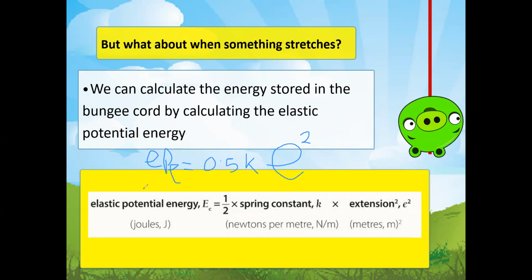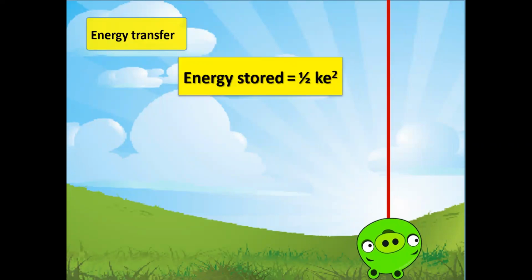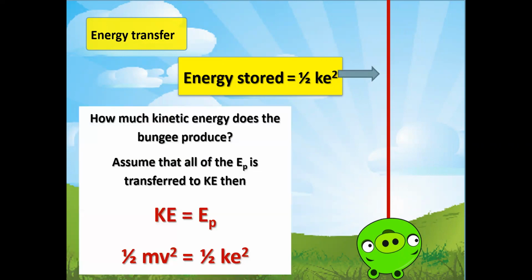If you want to find k, you divide the elastic potential energy by 0.5 e squared, just like the one we did. And if you want to find e, then it's going to be the elastic potential energy divided by 0.5 k, then square root. Okay. Right, so we're going to move on. The energy transfer, we know that. So that's the energy stored, half ke squared, for elastic potential energy.